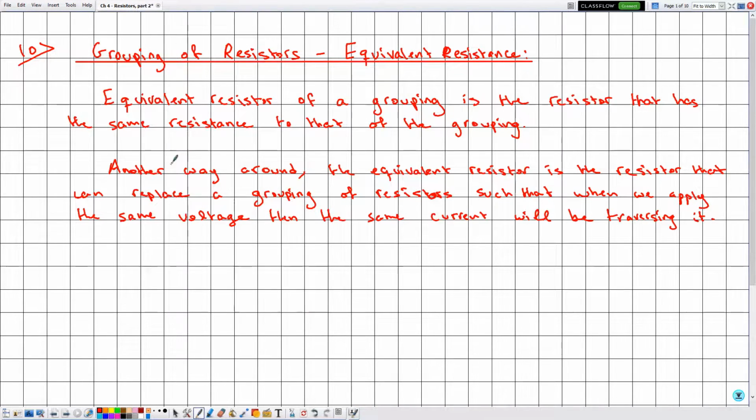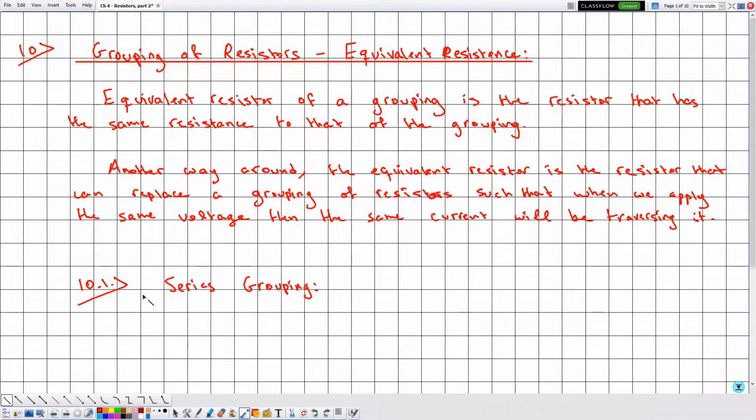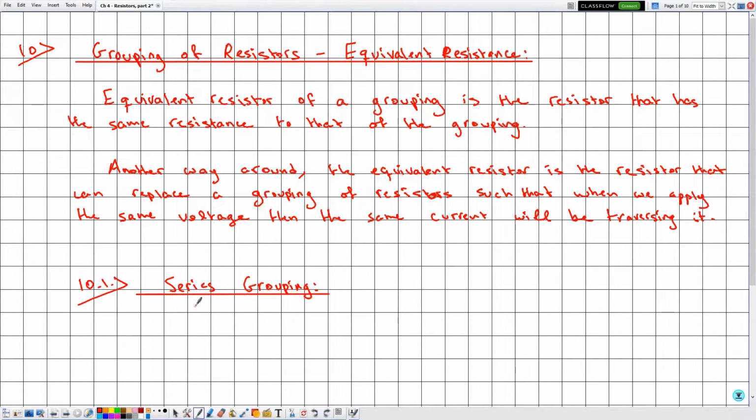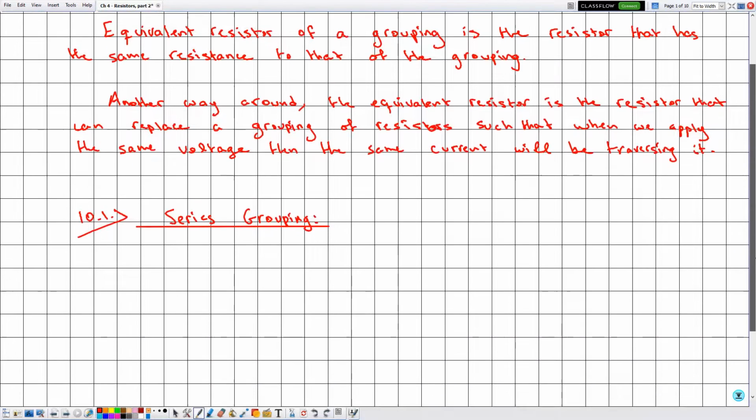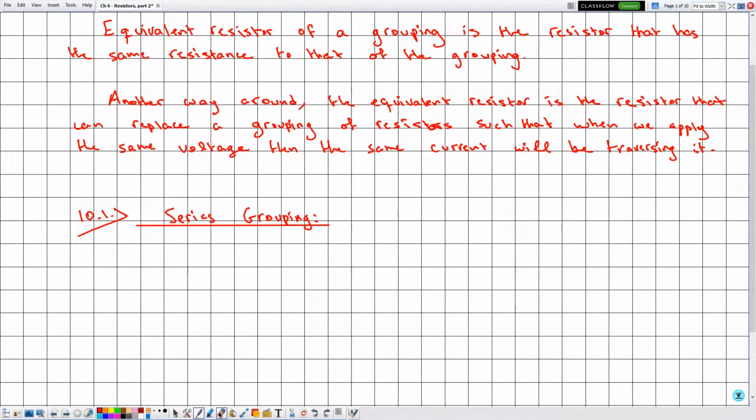So now, in order to explain these two notions, we need to refer to examples or to the types of groupings, and the first one is given by the series grouping. So let me say that section 10.1 is the series grouping. And by series, here we are referring to electric components that are resistors, which means that they have only one terminal in common. Then let's consider a resistor R1.